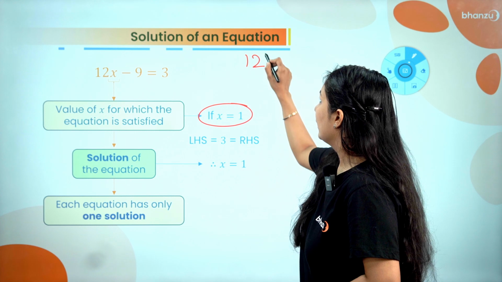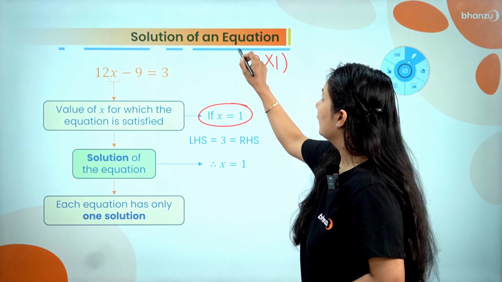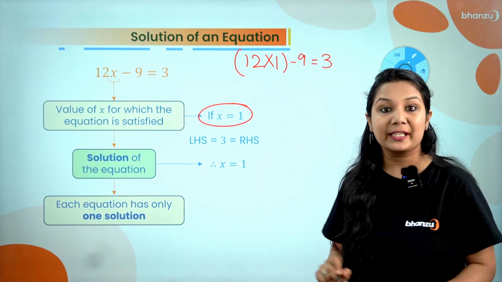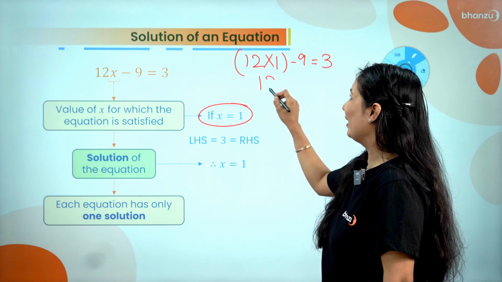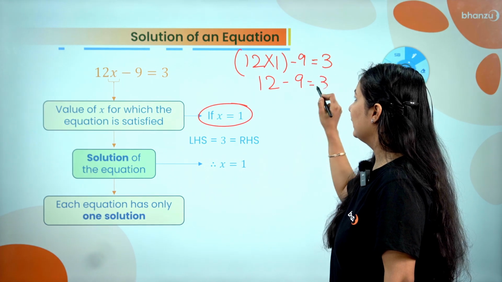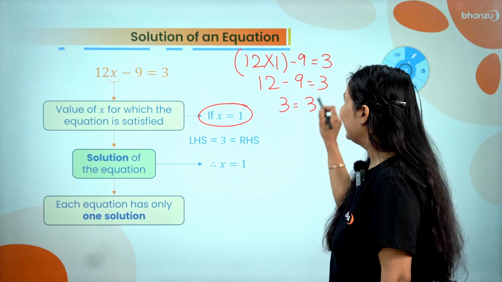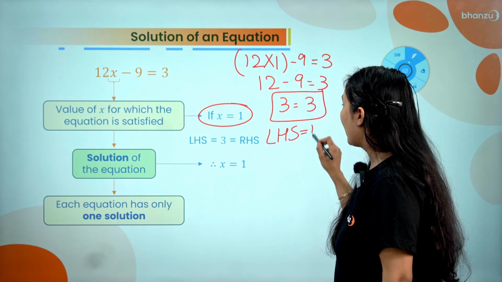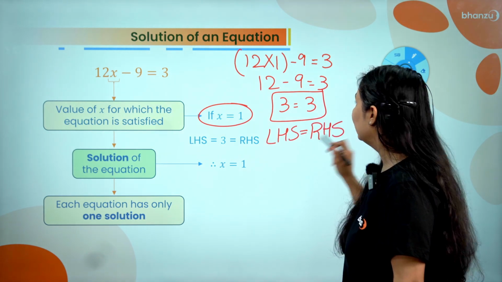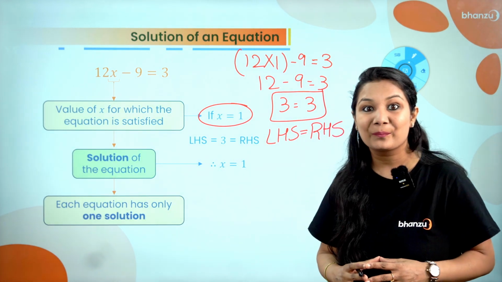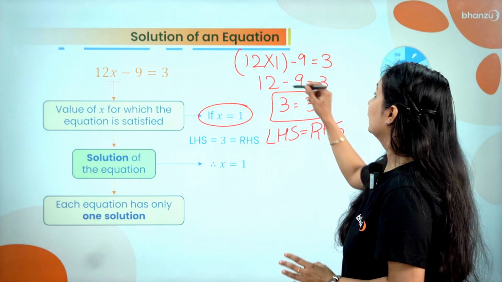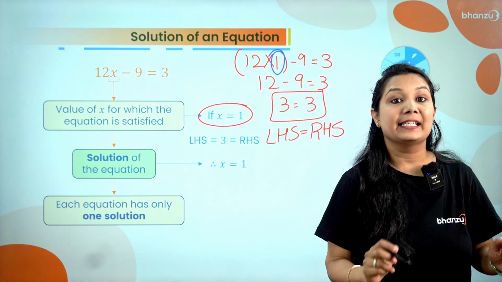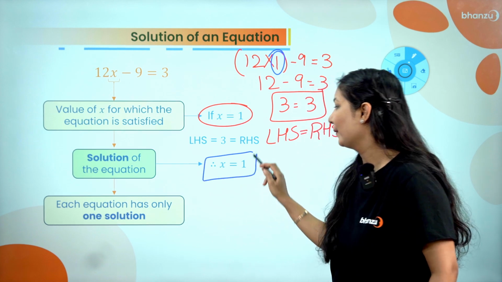So, here we have 12 into 1, minus 9 is equals to 3. This is our equation given to us. So, now 12 minus 9 is equals to 3. So, we get 3 is equals to 3. We got LHS is equals to RHS, which is 3 in this particular equation. So, this is the solution of our equation. What is the solution? x is equals to 1.